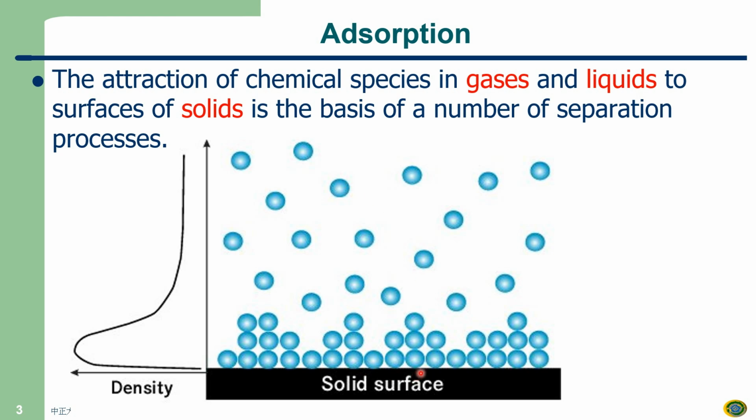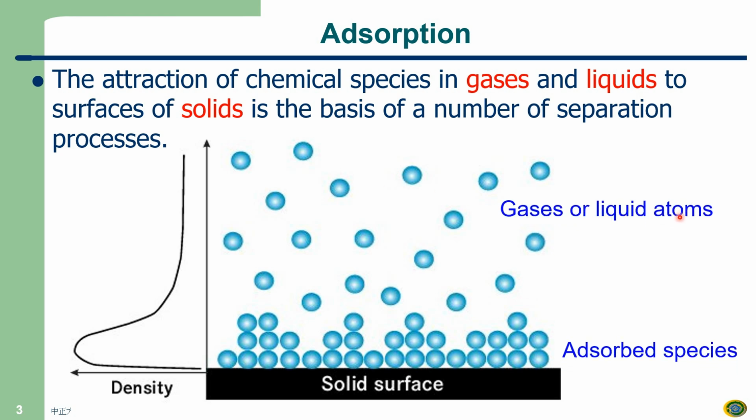So we call it condensation, right? This is the gas or liquid atoms, and this is the adsorbed species. So the species from the gas phase form a liquid or solid form.